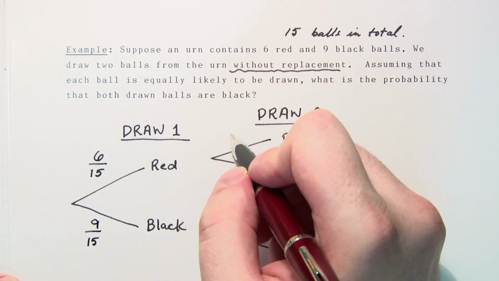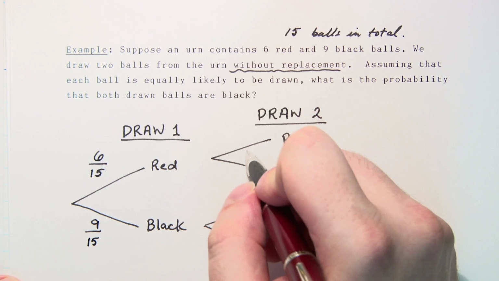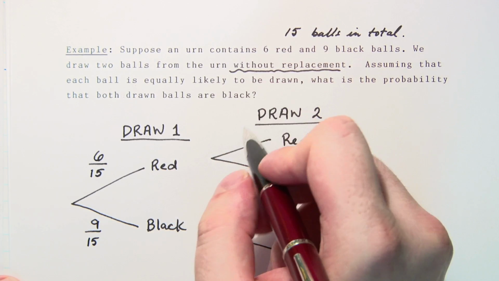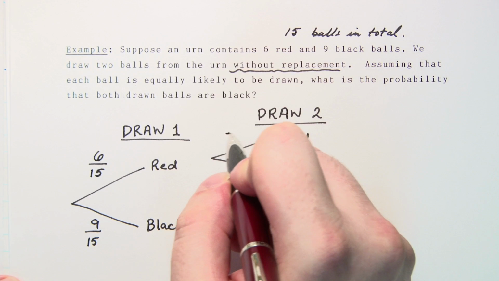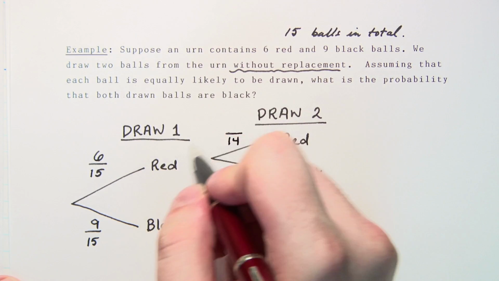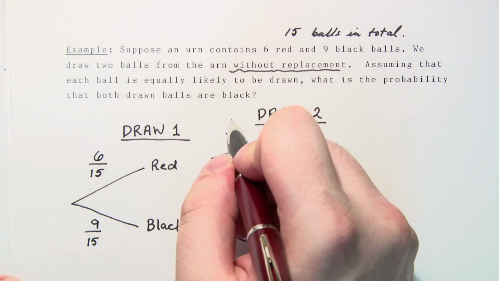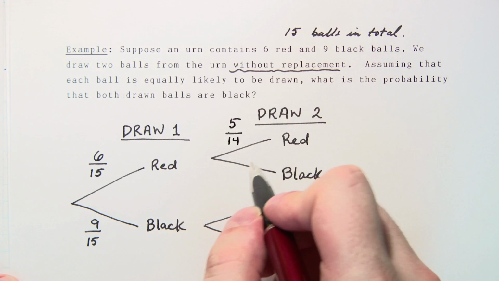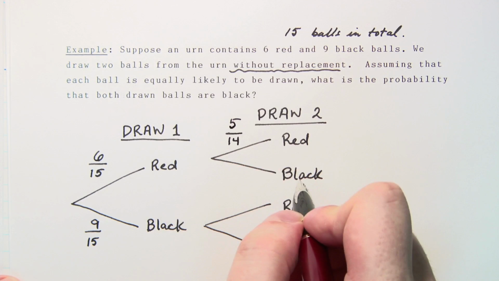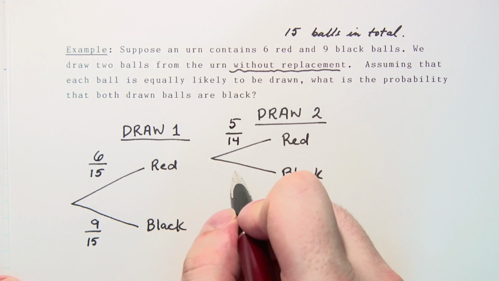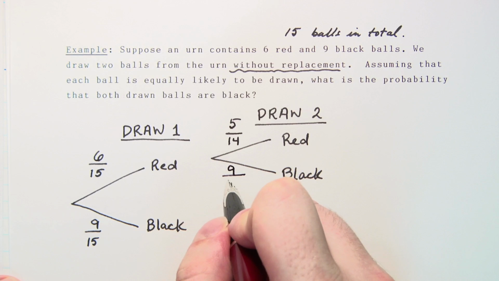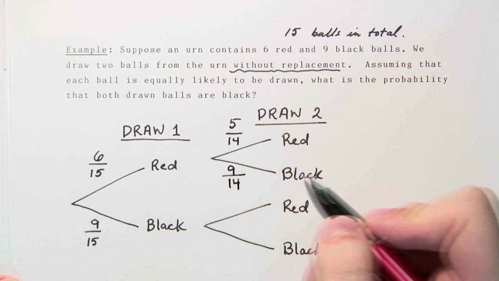Now here, this is the conditional probability that I've picked red on the first draw and the probability of picking red on the second draw. So on the second draw, I only have 14 balls left. And if I picked one of the reds, I'm going to only have 5 remaining. And if I didn't pick a black on the first draw, then that means I'm going to still have 9 black on the second draw out of the possible 14.